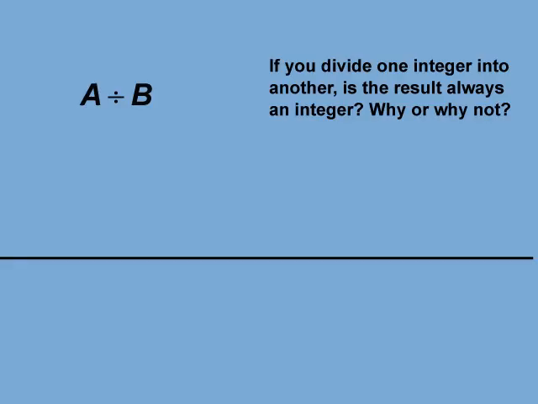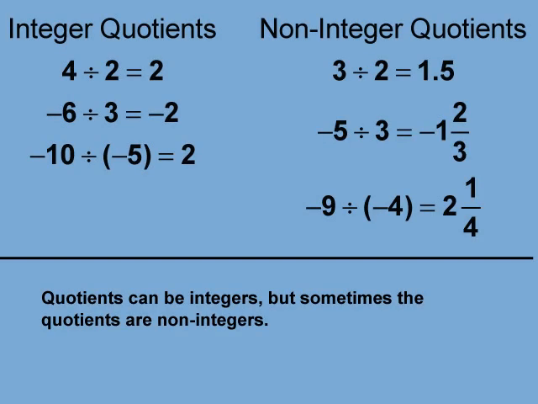If you divide one integer into another, is the result always an integer? Why or why not? With addition, subtraction, and multiplication of integers, the result is another integer. But it isn't always the case with division. Quotients can be integers, but sometimes the quotients are non-integers. The non-integer quotients form a broader set of numbers called rational numbers.